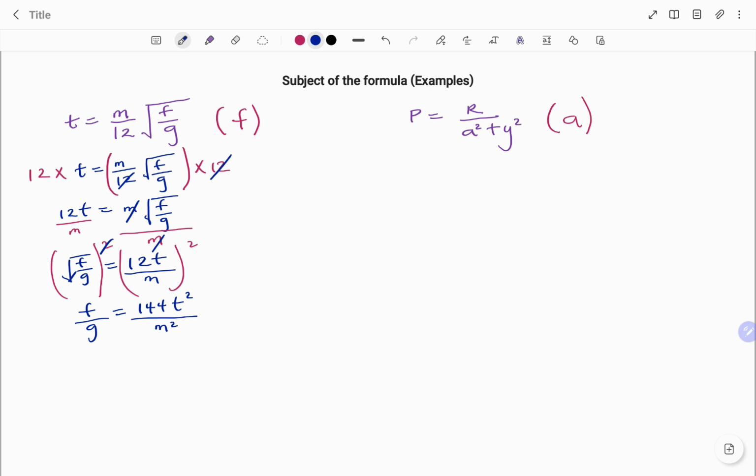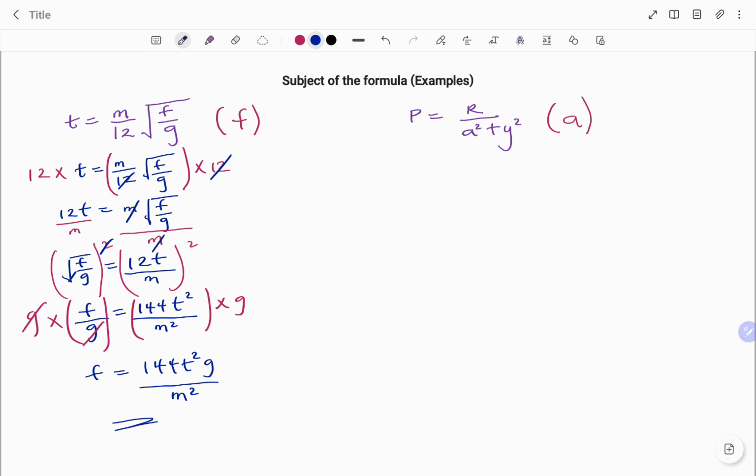Therefore, to find f, I'm going to multiply both sides by g. So I have on this side times g, on this side times g. G cancels here. Therefore, my f equals 144 t squared g over m squared.